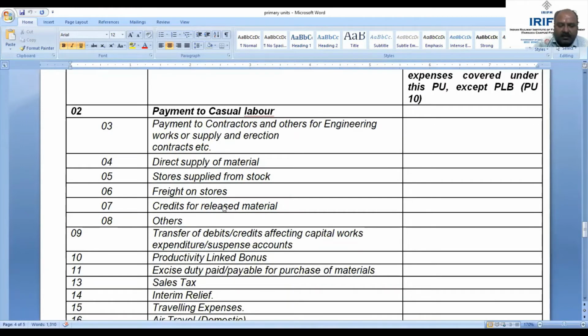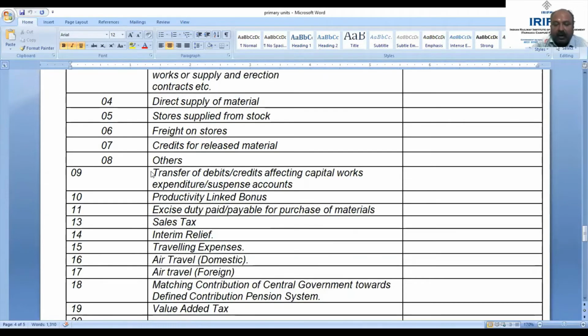And 06 is a small PU, freight on stores. In revenue, the credit PU is 98. Here 07 is credit for released materials, CRR. And for all others, adjustments, it is 08. Like 33, here we operate 08. Any adjustments are small. And transfer of debits and transfer of credits, affecting capital works or suspense accounts, it is 09. It serves the purpose of PU 33 on the revenue side.